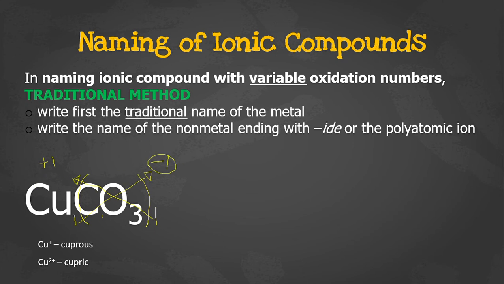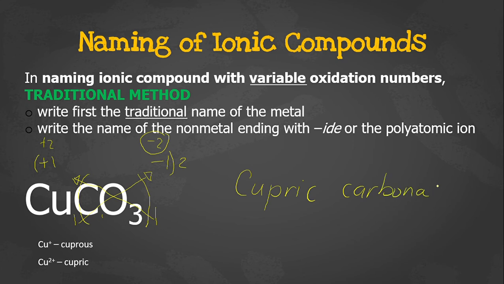So, how do we correct that? To correct this, just like what we did earlier, we are going to multiply both charges by 2. So, this becomes -2, which is the correct charge for carbonate. And this becomes +2, which is now also the correct charge for copper. And +2 copper is cupric. Therefore, the name of this compound is cupric carbonate.